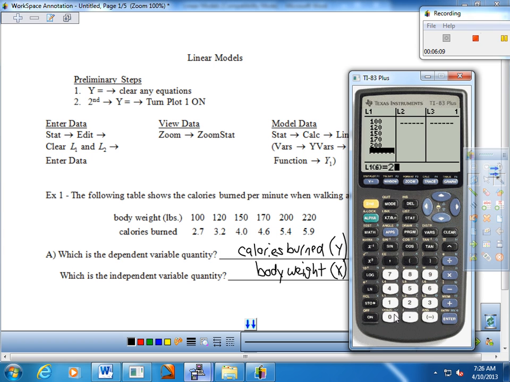And 220 for me. Calculator is very, very picky if things do not match up, so please make sure all of the x's and y's match up perfectly. So ordered pairs here, 100 and 2.7. And then the 120 and the 3.2, etc. right down the line here. Let me get my remaining ones in. And then we'll take that next step.